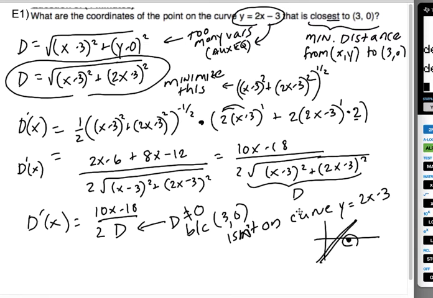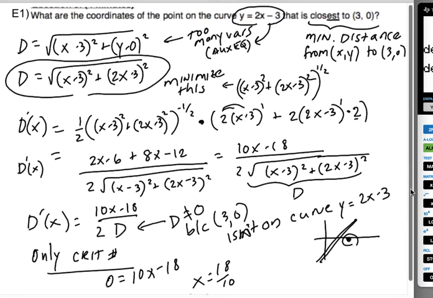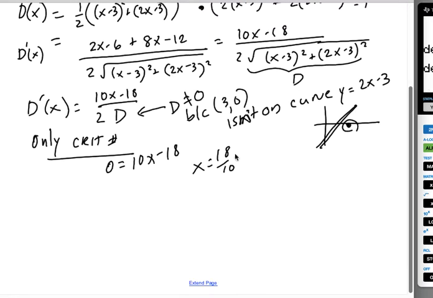That means the distance between them can't be 0. So the only critical point, the only critical number that you're going to have, is when the top equals 0. So 0 equals 10x minus 18. X has to be 18 tenths. You can either make that a 1.8 if that's where you feel comfortable, or if you want to make it a 9/5, you can. I don't care which one you pick.